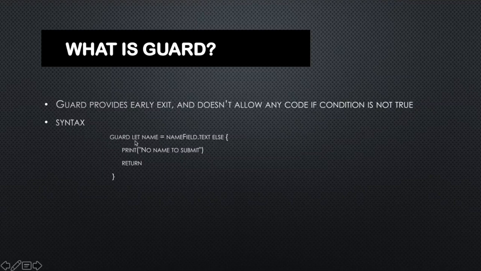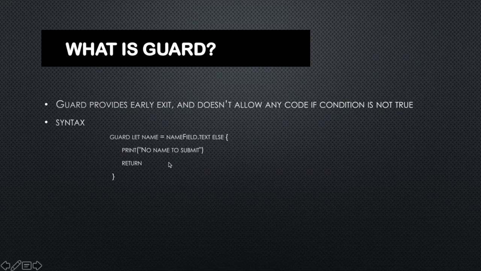So it is guard let name equals nameField.text. I have a text field, name field dot text. If that value is available, then I assign it to name. Else I will just print "no name to submit" and then return. So if there is any name, we'll take the name and continue to use it. If there is no name, we'll print "no name to submit" and return.